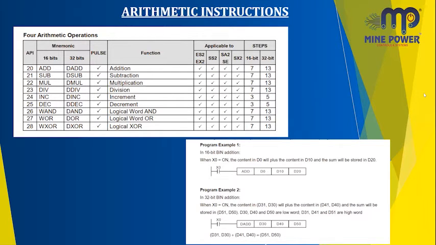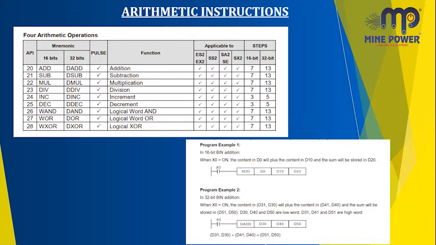In 32 bits, X0 is on. When X0 is on, the instruction given is DADD D30 D40. In the logic we are taking D30 and D31 as a two-register value, which should be added to D40 and D41. D30, D31 plus D40, D41. These four registers are added and moved to D50 and D51, because in 32 bits we are taking two-register values.